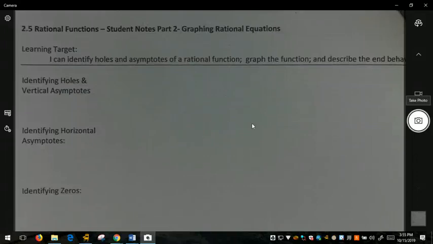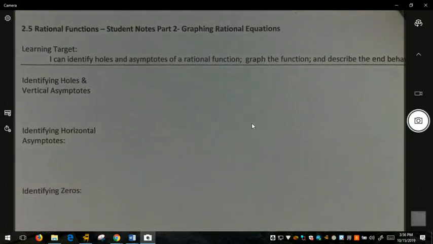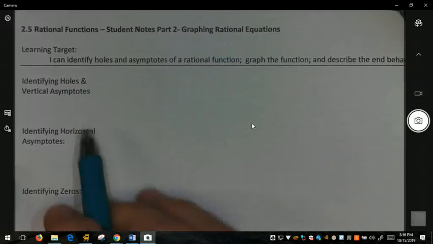Welcome to Pre-Calculus Lesson 2.5, Solving Rational Functions and Graphing Rational Functions. In Part 1, we looked at solving rational functions. In Part 2, we're looking at graphing rational functions.